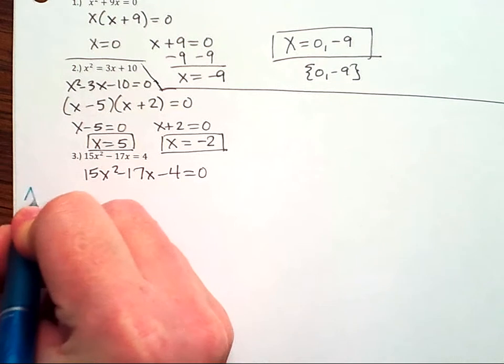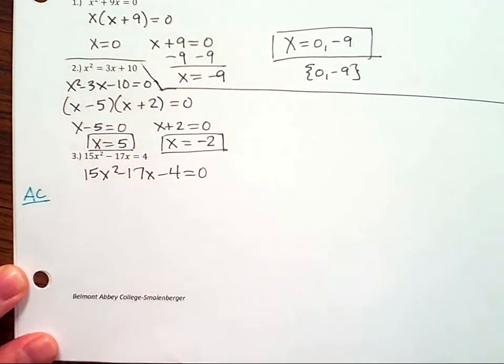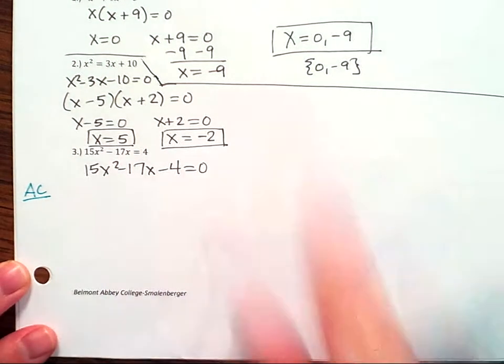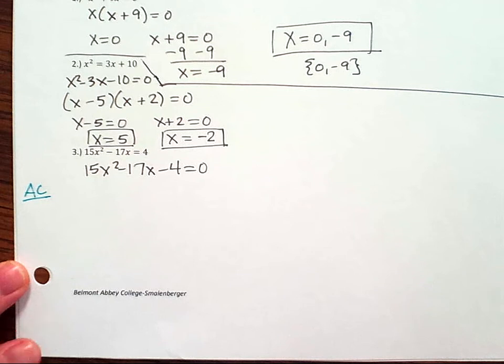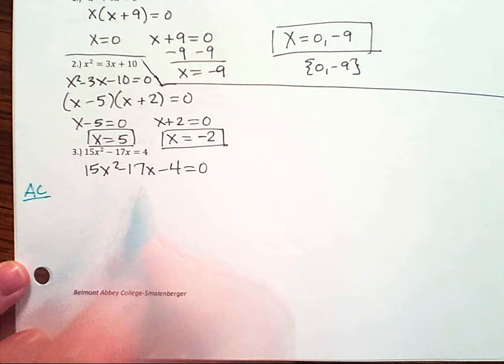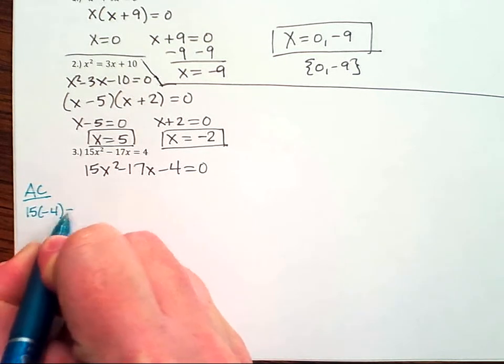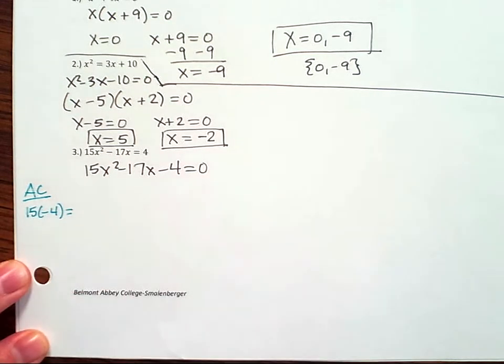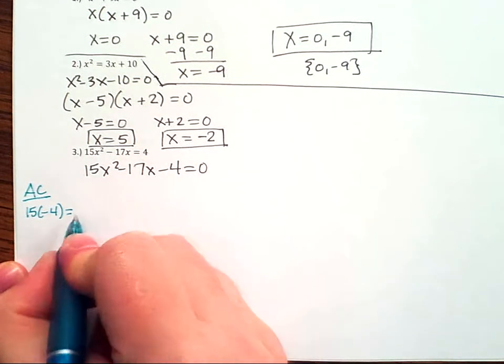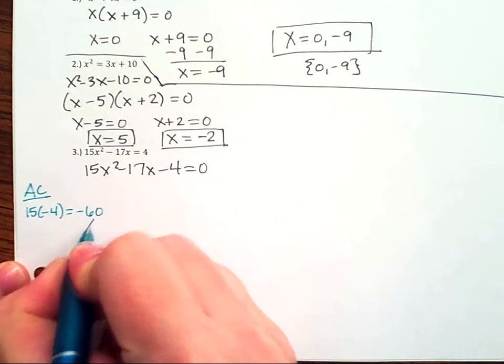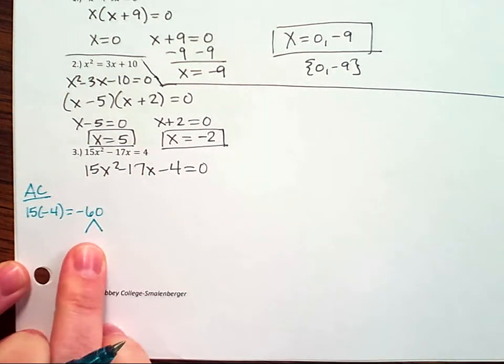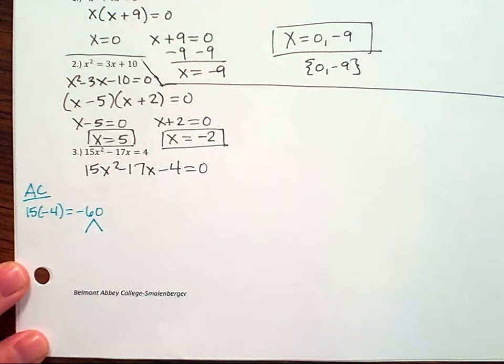AC method, right? So I'm saying ax squared plus bx plus c equals 0, right? So I'm doing a times c. So 15 times negative 4 equals what? What is it? Negative 60. So I'm looking for factors of negative 60 that add to negative 17.